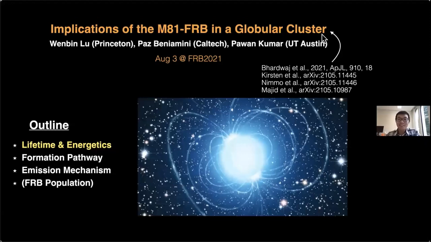I'm going to talk about this very interesting globular cluster hosting FRB, which came from these observations. I won't have time to go into the detail of the introduction. So hopefully people already know that there is this FRB repeater in a globular cluster, at a projected distance of about 20 kiloparsecs away from M81, which is at 3.6 megaparsecs from us. So here's an outline of the talk. I'm going to talk about the theoretical implication on the lifetime and energetics and formation pathway of the object and the emission mechanism. If I have time, I'll go through the FRB population.